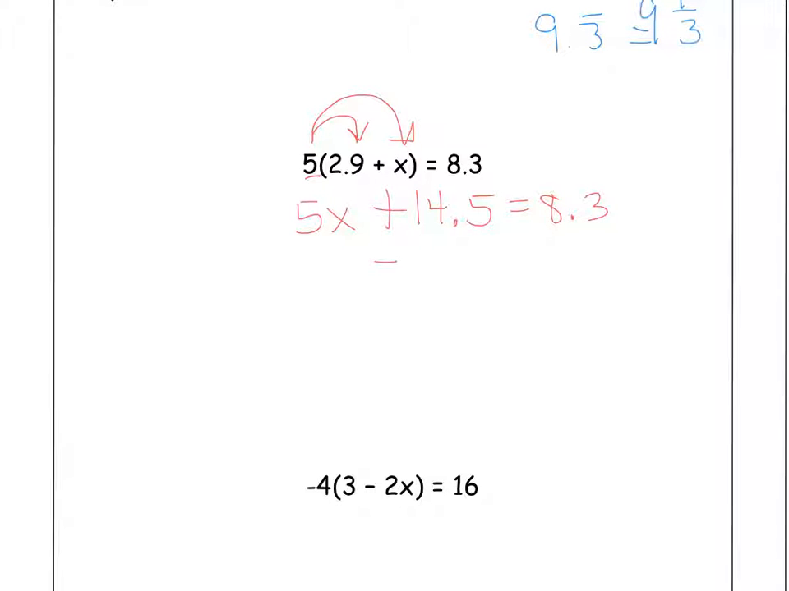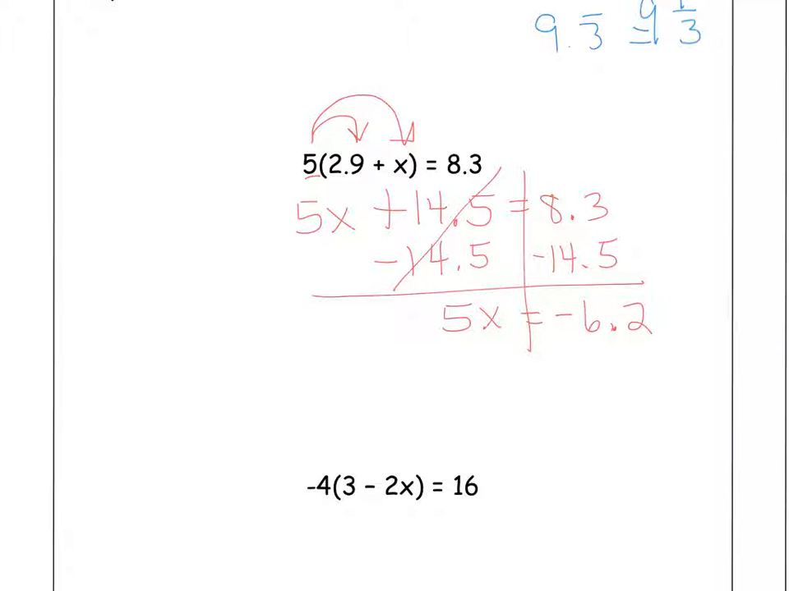So now I'll do the inverse and subtract 14 and a half. Come over and subtract 14 and a half on the other side. Bring down 5x, and 8 3/10 minus 14 and a half is negative 6 and 2/10. And then I'll divide both sides by 5. So x equals negative 1 and 24 hundredths. And it's okay to leave this one in decimal form because our problem was originally in decimal form.